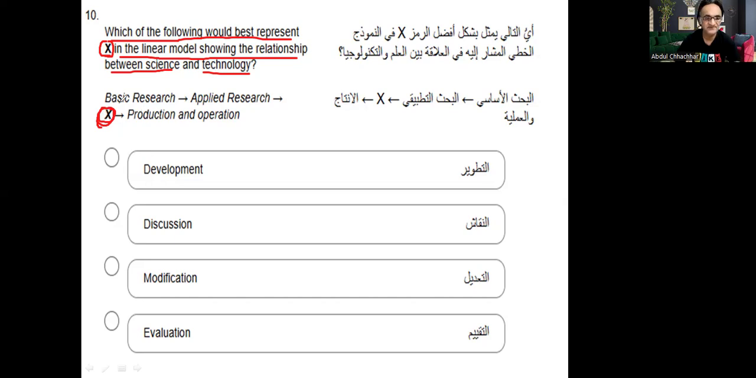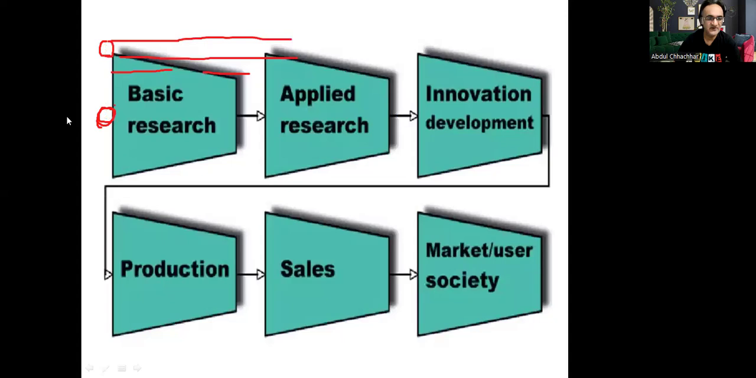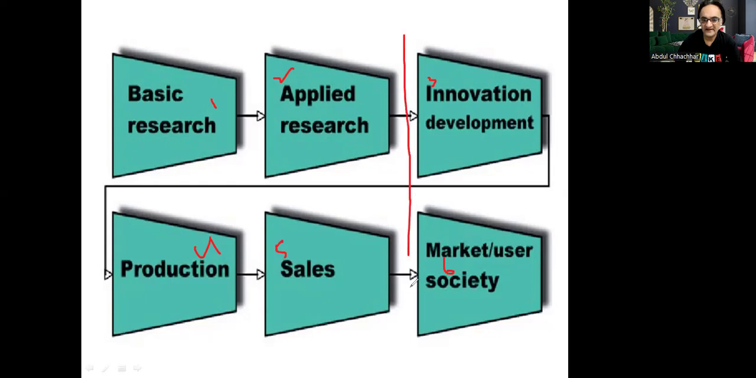So let's talk about the steps. According to the linear model, let's first understand what a linear model is. A linear model means a sequence of steps. You can see here: one, two, three, four, five, and six. This linear model can also be represented vertically, or horizontally.